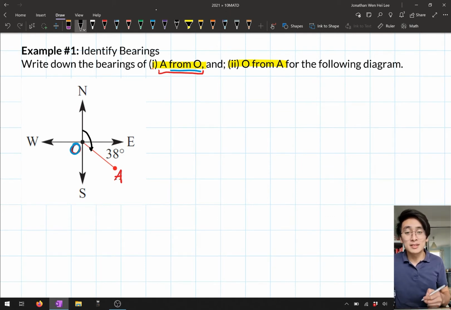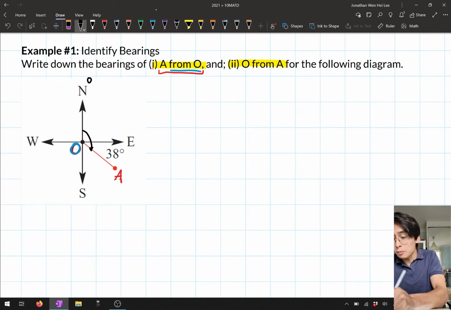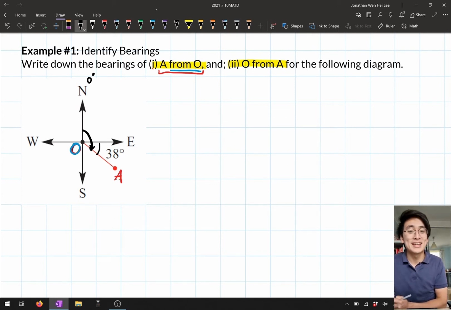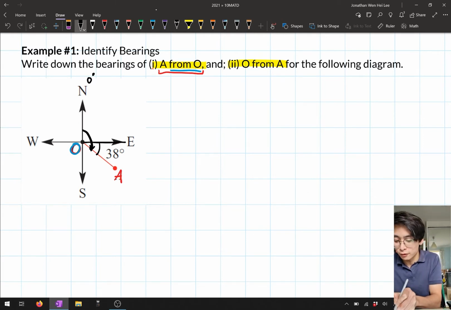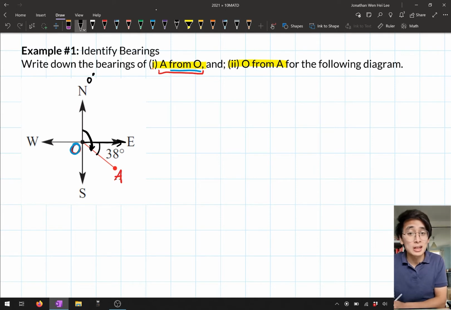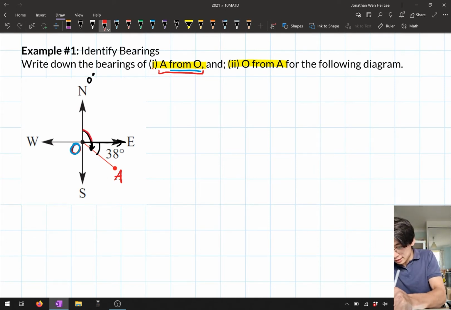Now, if you remember from that example, when we went through that notation, firstly, we start from north. North is 0 degrees. And we go clockwise. So here we're going in this clockwise direction. In the diagram, they tell me that this angle over here is 38 degrees. Now that 38 degrees is actually starting from the east. And so this bearing isn't just 38 degrees. I need to add on this extra angle over here, this section between north and east.